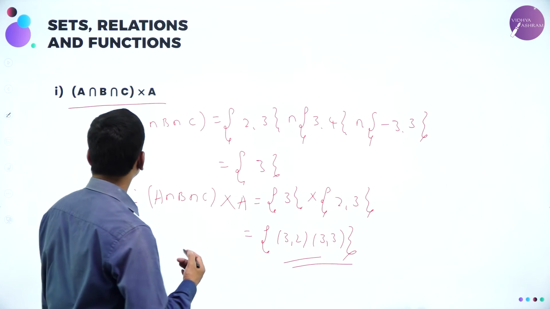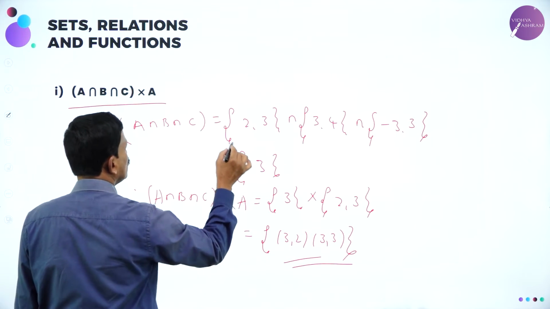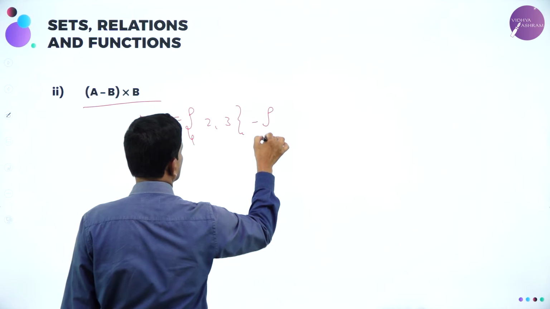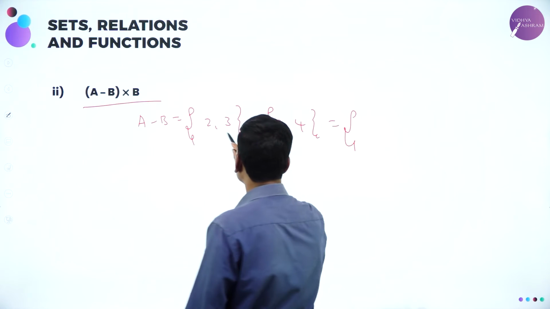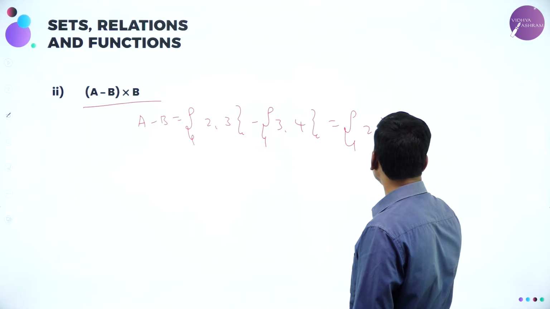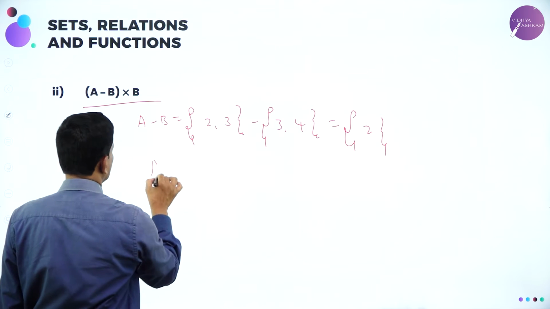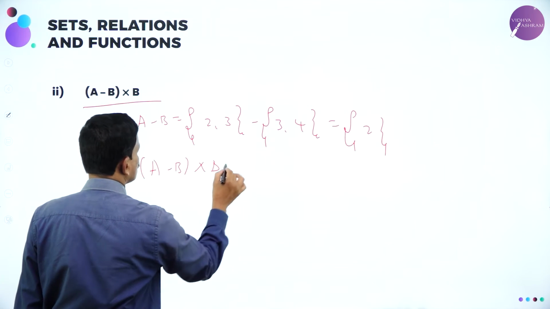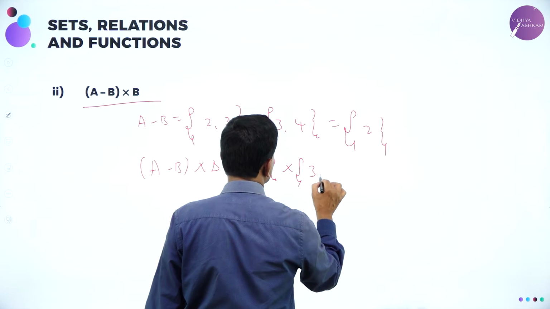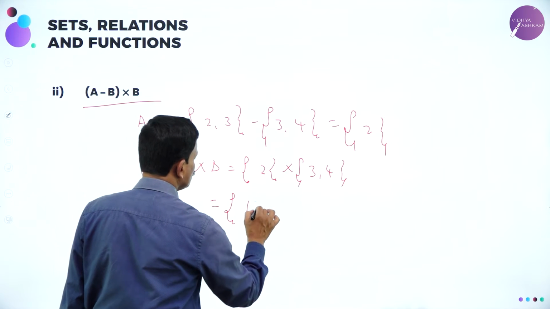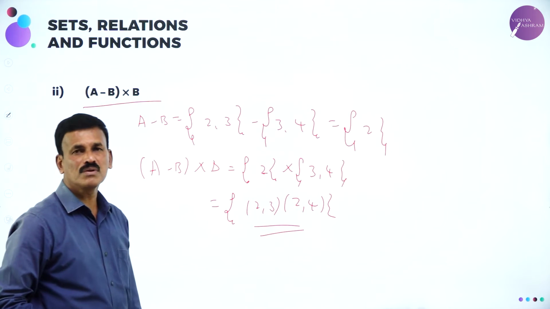Now let us come to the next one, (A − B) × B. Let us write down A − B. A is 2, 3 and B contains 3, 4. A − B means elements which are in A but not in B. 2 is the only such element; 3 is in both A and B. Now A − B cross B is {2} cross B. B contains 3, 4, so the Cartesian product is (2, 3) and (2, 4). That's all. (2, 3) and (2, 4) is the required answer.